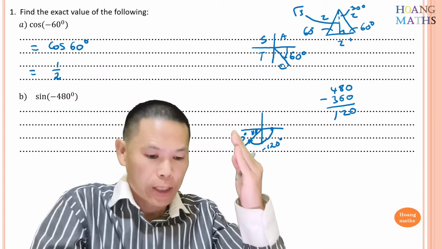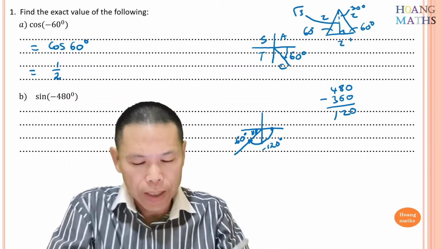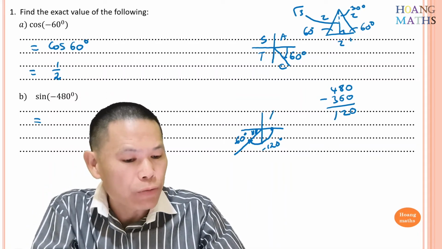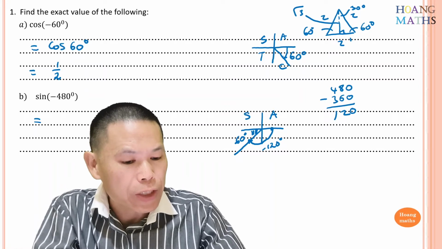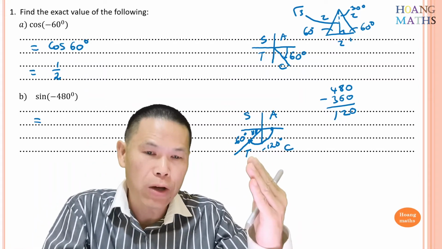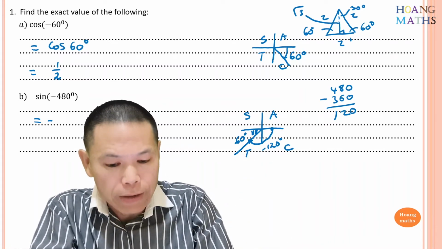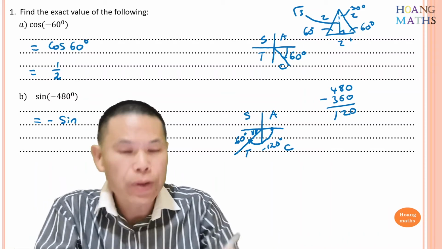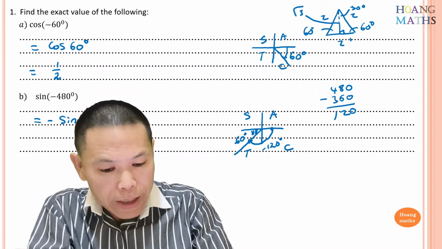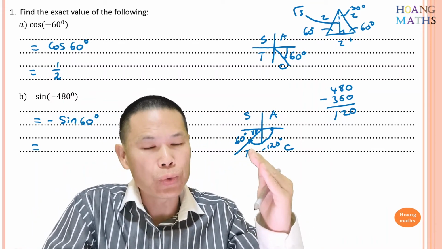So sine of negative 480 degrees is equal to, in this quadrant, remember, if you don't know, write down all stations to central. Tan is positive, everything else is negative. In this case it's sine, so it must be negative. So negative sine of the reference angle, which is 60 degrees. Sine of 60 degrees is root 3 over 2.